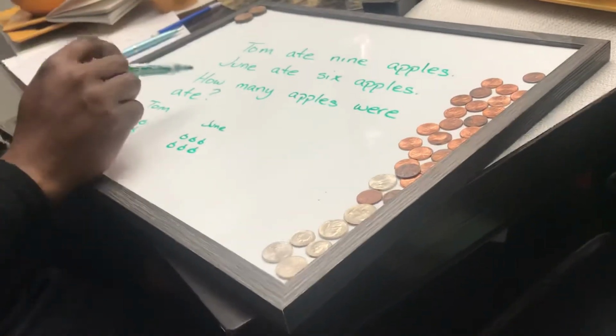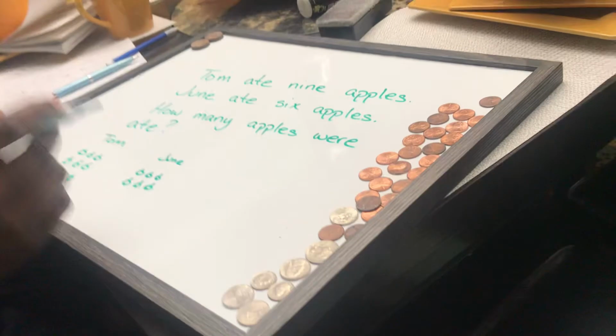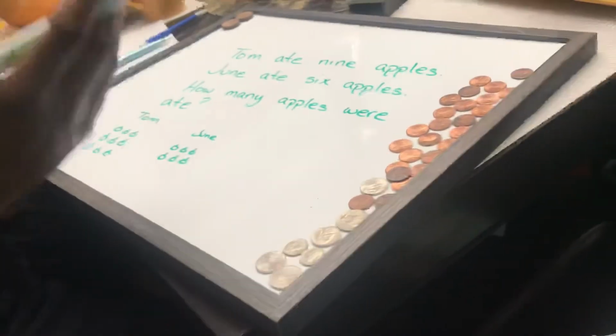So now the question is, how many apples were ate? That's the question. Remember, whenever we have a question requires a response. So now what I'm going to do is I'm going to look here and I'm going to put my equal signs because I'm going to add Tom and then I'm going to add what June ate. So I'm going to put an addition sign there and we're going to get our total.